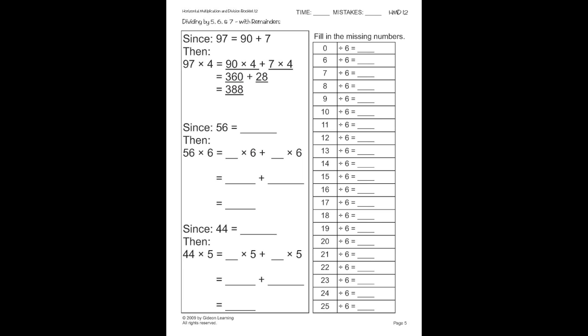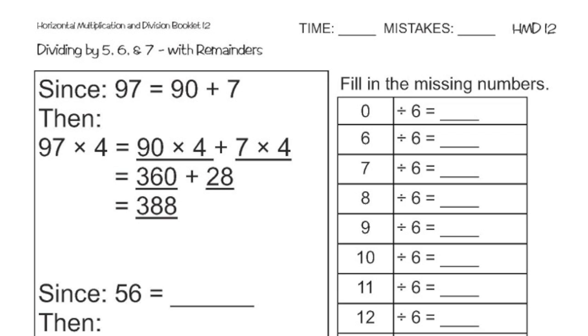Moving over to page 5, we're only going to do fill in the missing numbers because we just did 4 examples of the distributive property over there. So let's do, what is 0 divided by 6? Well, that's going to be 0. And 6 divided by 6? Well, that's 1. So 7 divided by 6, 6 goes into that evenly without going over one time, and it has 1 left over. So it's 1 remainder 1. 8 divided by 6 is 1 remainder 2, 1 remainder 3, 1 remainder 4, 1 remainder 5, and then, obviously, 12 divided by 6 would be 2.